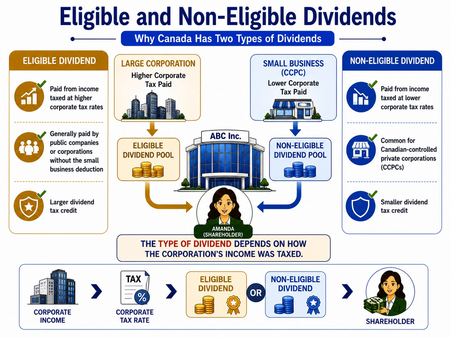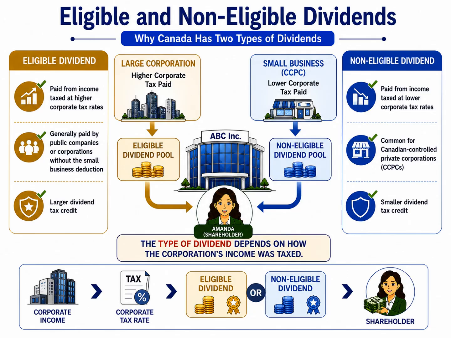Because different amounts of corporate tax have already been paid, Canada's tax system uses two different types of dividends to help achieve tax integration. The goal of tax integration is to ensure that the total tax paid first by the corporation and then by the shareholder is reasonably balanced, regardless of how the income is earned.